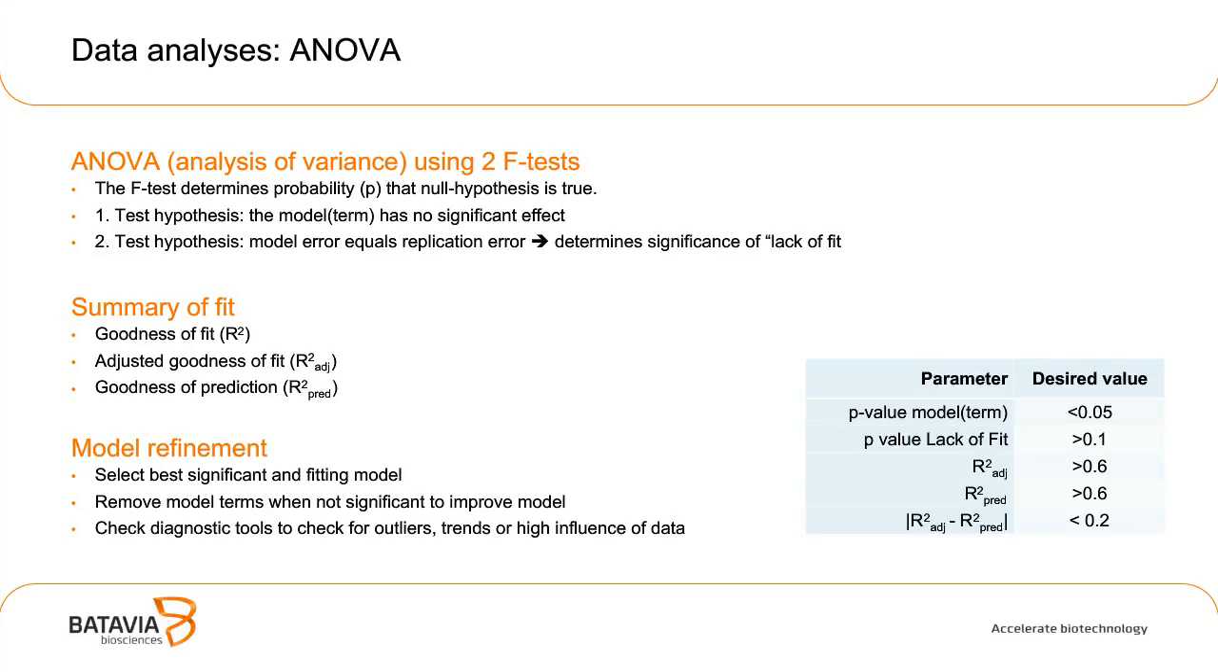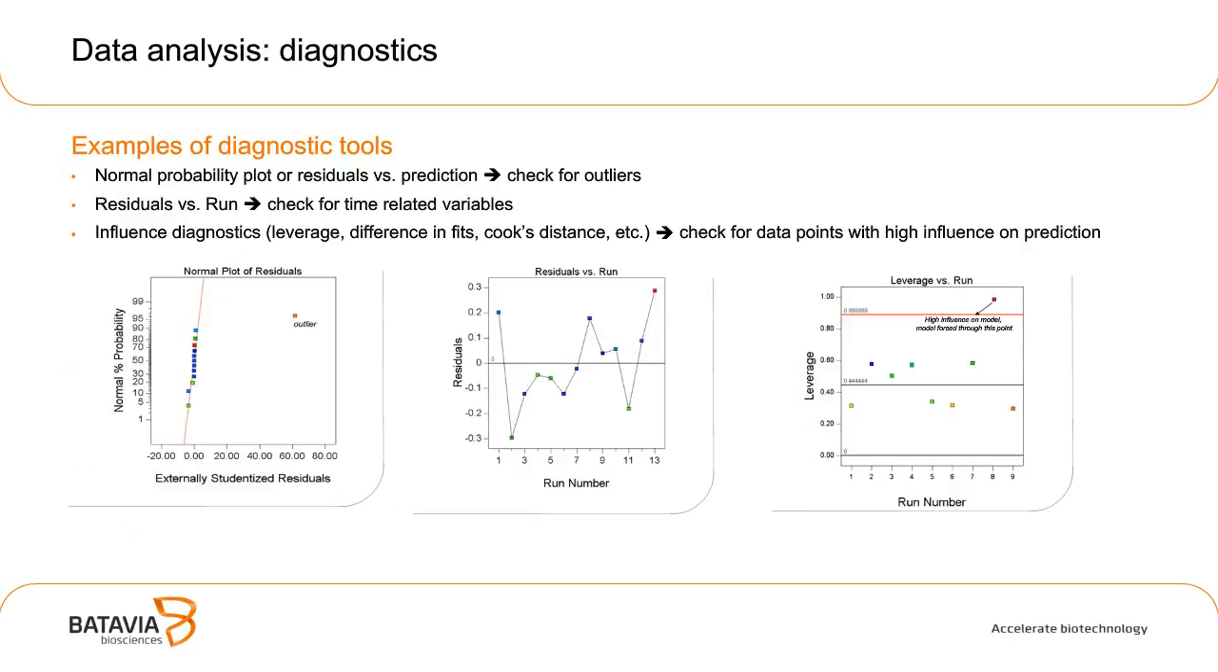So what do you do? If you have your software, you select the significant model with the best fitting model. You look at the model terms, remove those that are not significant, and then you check with several diagnostic tools for outliers, for trends that you didn't expect, or which data have a high influence on the model. And I want to say a little bit on the diagnostics. I'm not going to show all kinds of diagnostic tools. Every software package has a lot of those tools you can use, but it's good to go through them after you have selected your model.